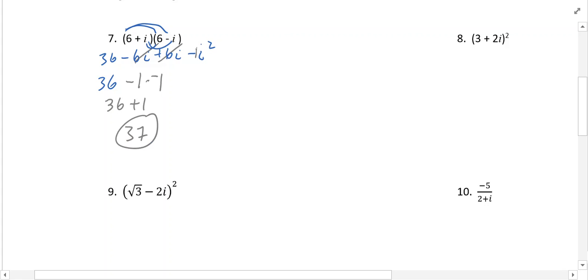All right, so for number 8, remember when you have a quantity squared, you want to write it out twice.